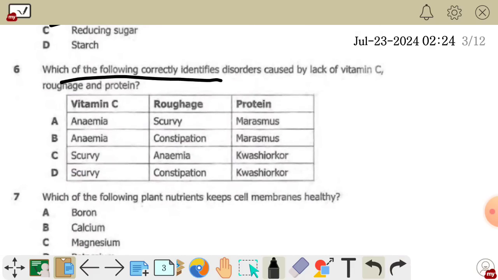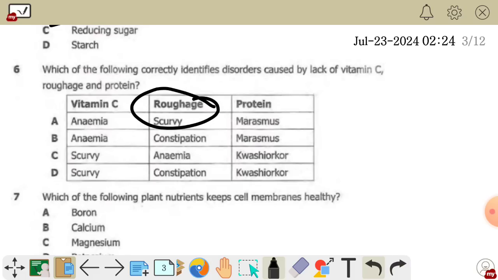Which of the following correctly identifies disorders caused by lack of vitamin C, roughage, and protein? So lack of vitamin C, you suffer from scurvy, which is associated with bleeding gums.